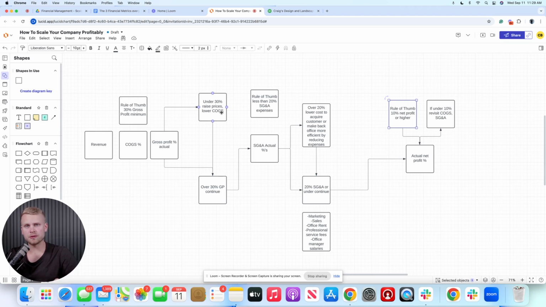If you have a service-based business, let's say I have a residential cleaning company, which I do, the cost of goods is essentially this: I sell a customer a cleaning of their house for whatever the price is.